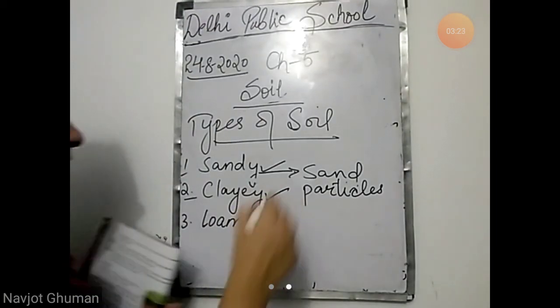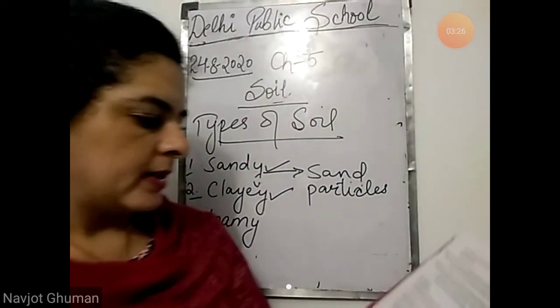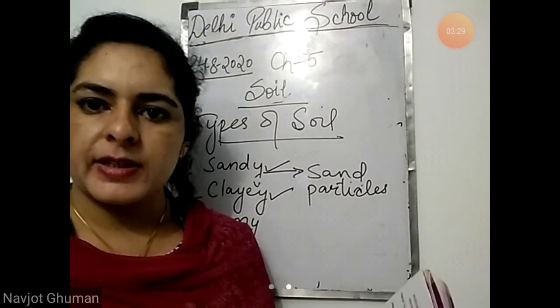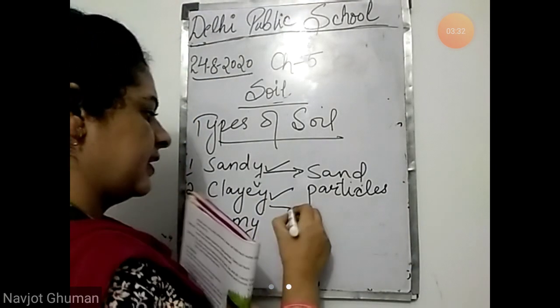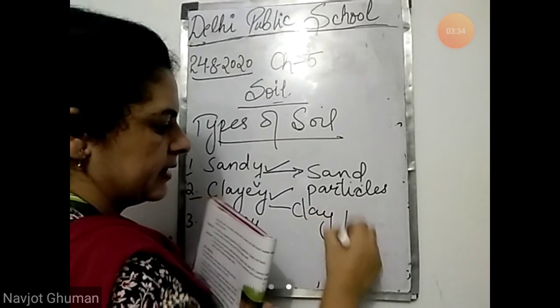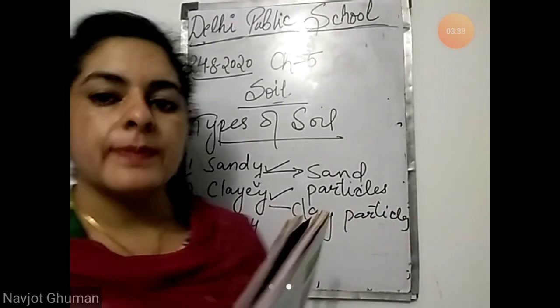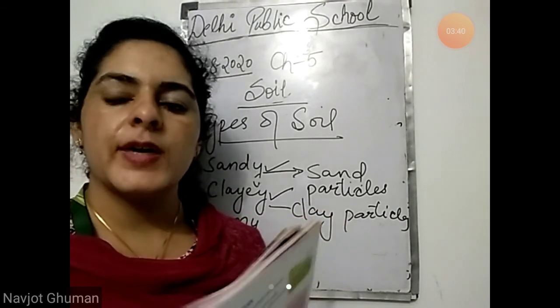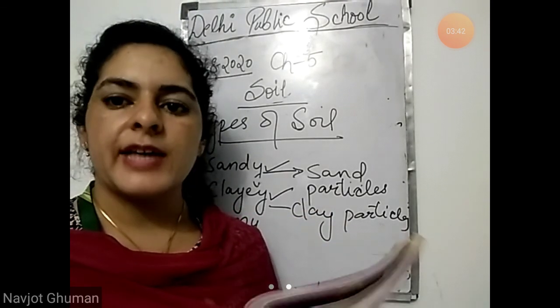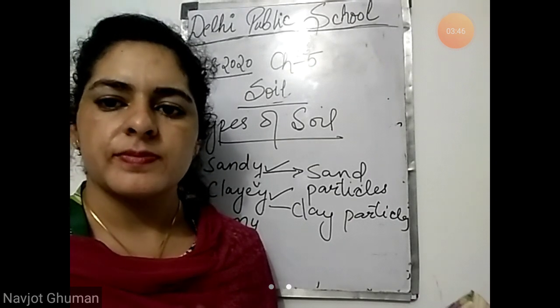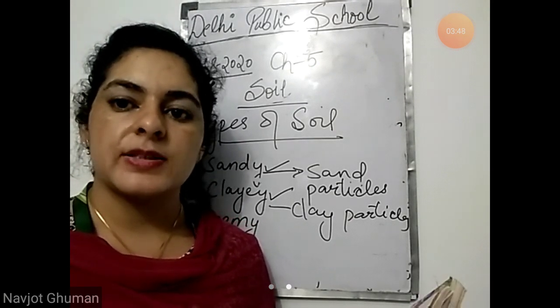Next is clay soil. This soil has a greater proportion of clay particles. It has much of the clay particles. That is why it is called clay soil. It consists of fine powder, like the talcum powder that you apply on your body. जो हम body पे use करते हैं powder, that is like clay texture.